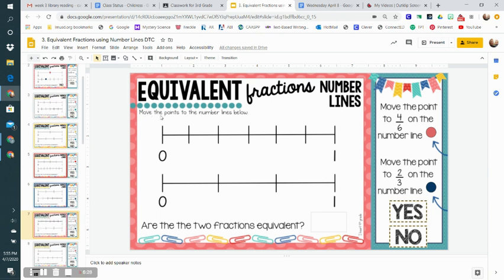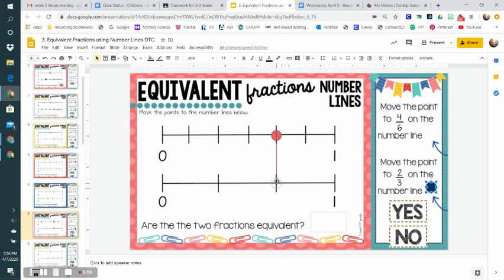So here again, we're going to start by moving the points to the number lines below. So the first point I need to move is move the point to 4/6 on the number line. Okay, so if I come here, this would be 1/6. This would be 2/6, 3/6, and 4/6. So it's going to go right there. And on the second number line, I need to move the point to 2/3. So if I start here, this would be 0, this would be 1/3, this would be 2/3.